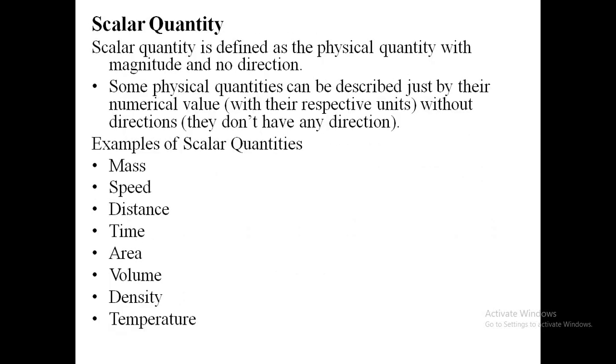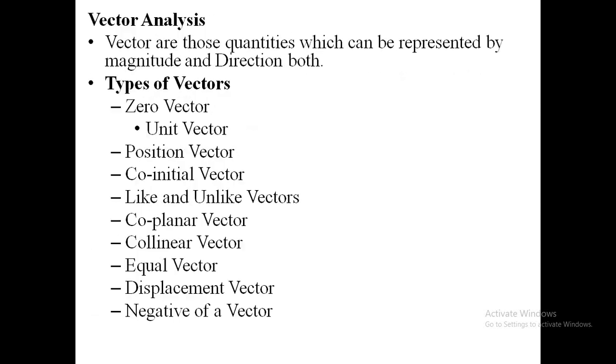Scalar quantity. A scalar quantity is defined as a physical quantity with magnitude and no direction. Some physical quantities can be described just by their numerical value with their respective units, without directions, that is, they do not have any direction. Examples of scalar quantities are mass, speed, distance, time, area, volume, density, and temperature.